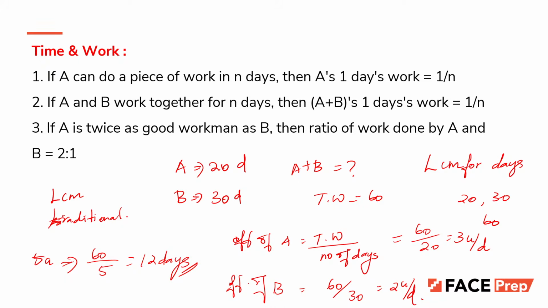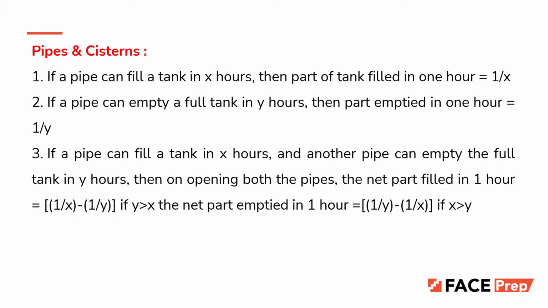So I hope this is clear for everyone. Just remember, the first thing you have to check in time and work is to take the LCM for the given number of days, and then check the efficiency, or pipe C, which can fill in 1 hour, and then the total number of hours it is open for, and then according to the question, your answer may vary. So again, I hope this is clear for everyone. Pipes and systems and time and work are the same concept which you have to use for solving.